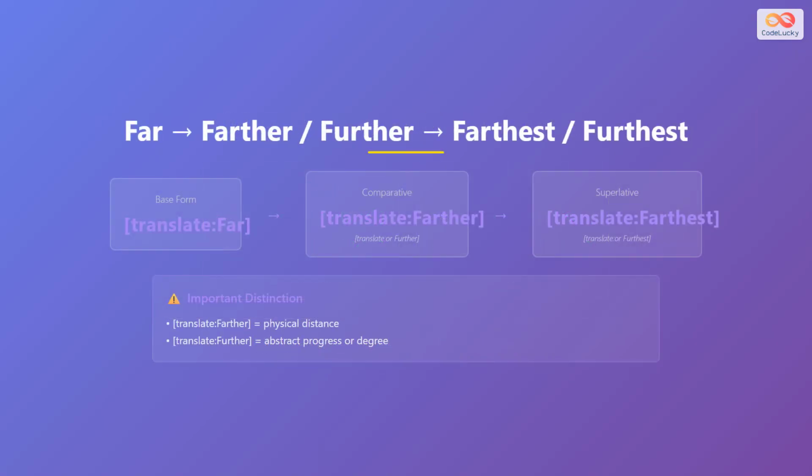Another irregular form is far. The comparative forms are farther or further. The superlative forms are farthest or furthest. Here's an important distinction. Use farther and farthest when talking about physical distance. For example, my house is farther than yours. Use further and furthest for abstract ideas like progress or discussion. For example, let's discuss this further. Both versions are correct, but they have different meanings.